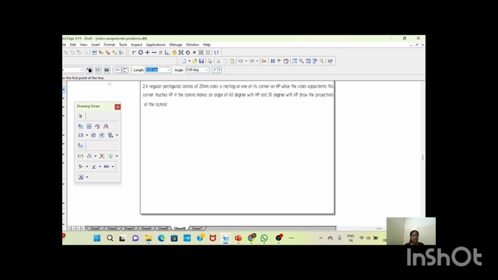Now we have to select an XY line of 0.35 mm. Using the text box, select the text and name it as X and Y. Now we have to construct a pentagon. So we have to give a length 25 mm and 0°. First we have to give 0°.